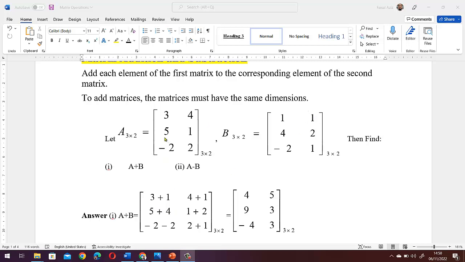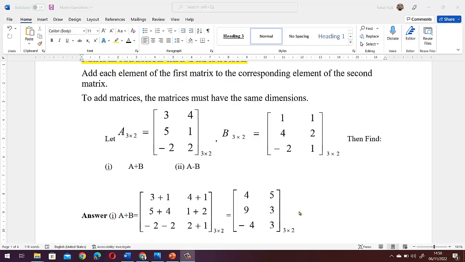Similarly, we will repeat this addition for the second row of matrix A with the second row of matrix B. So here you can see 5 plus 4 and 1 plus 2. And after finalizing this addition, we will get this answer, the sum of matrix A and B: 4, 5, 9, 3, minus 4 and 3. So this is how we can add two matrices.